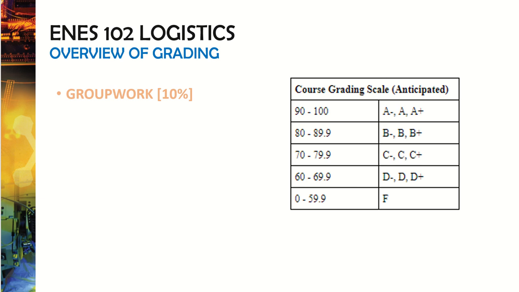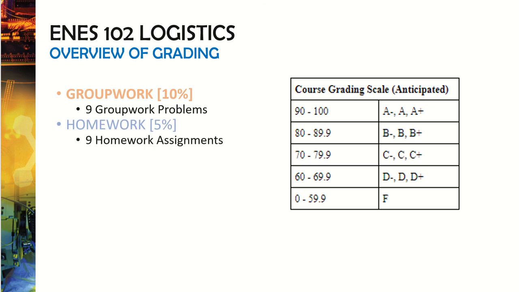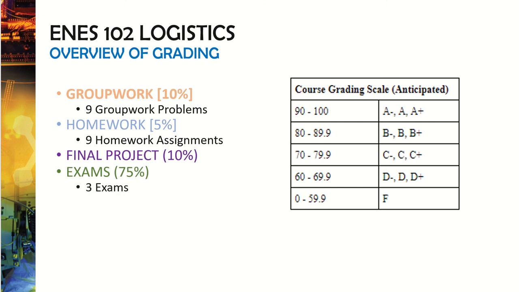Group work is worth 10% of your final course grade and has 9 group work problems over the course of the semester. Homework is worth 5% of your grade, and there are 9 homework assignments that you'll be turning in. There is also going to be a final project, which I'll detail more later, which is worth 10% of your grade, and the biggest chunk of your grade will be 3 course exams, which is worth a total of 75% of your grade.